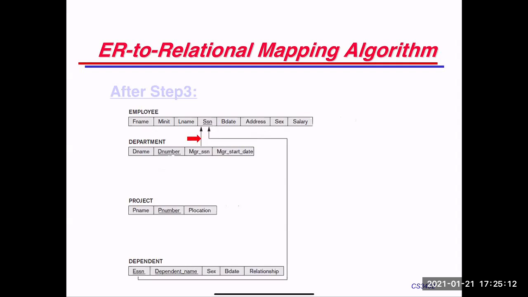So therefore, what we do here is we take the department relation that we previously mapped, and now we add the primary key of the other relation, namely employee, as a foreign key. And we rename this as manager social security number, just to make it clearer what this is referring to.